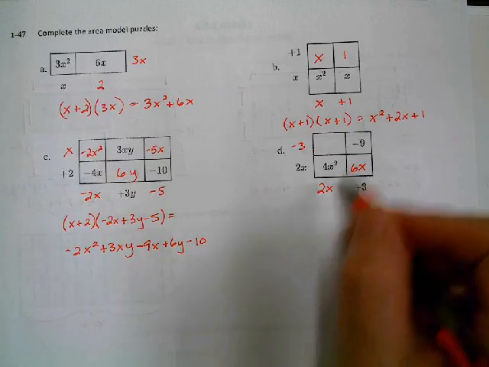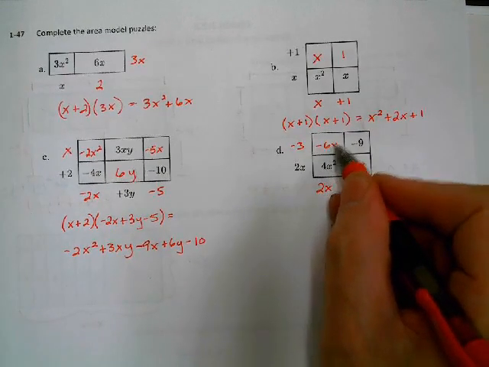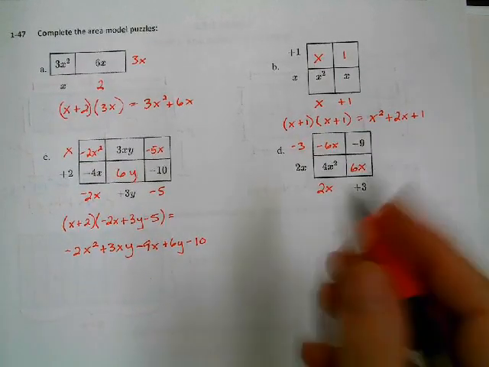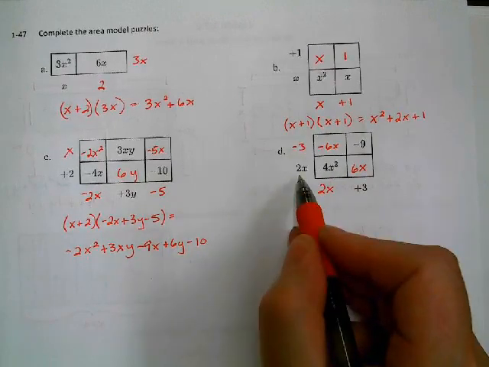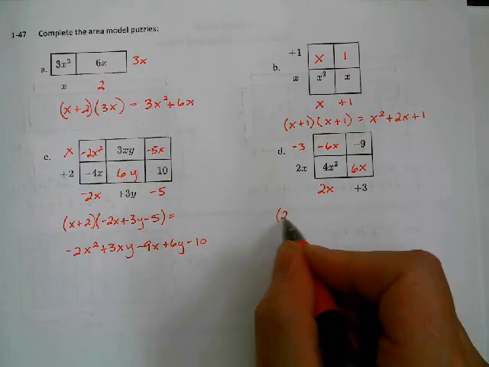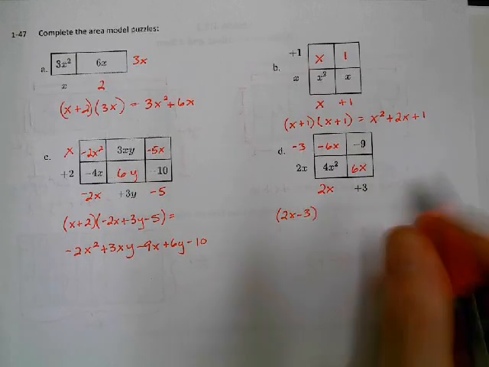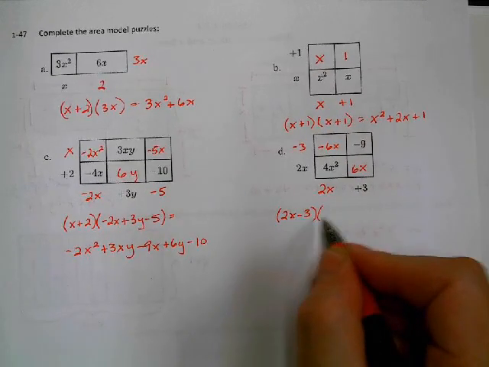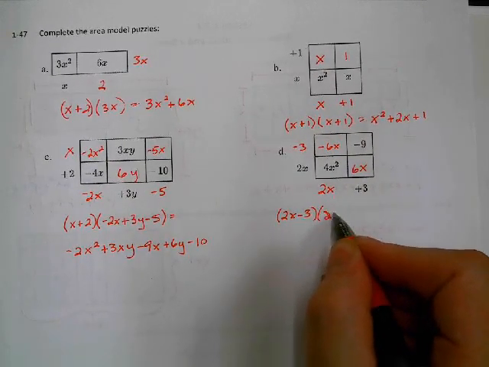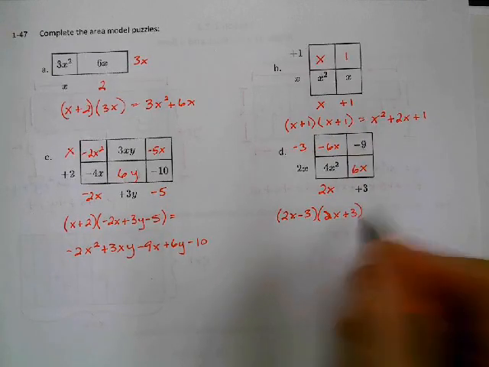So I can write it as a product. So 2x minus 3, and then 2x plus 3. So there I've written it as a product, length times width, and I can also write it as a sum.